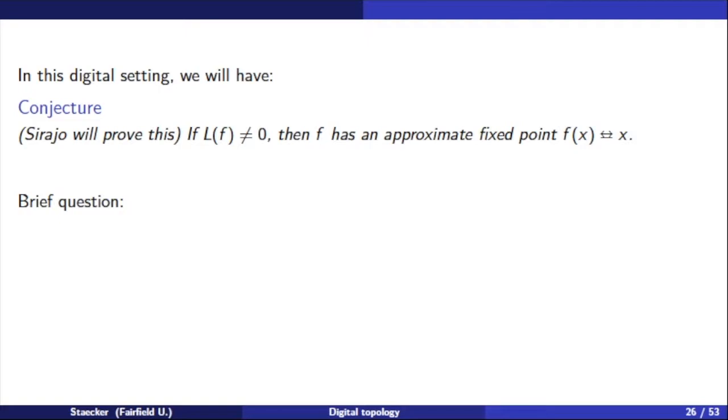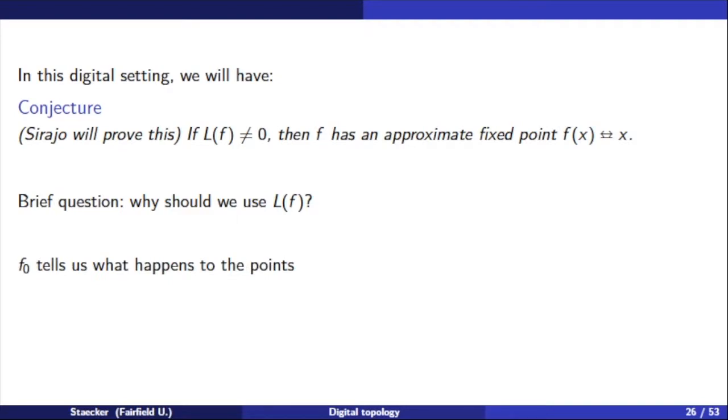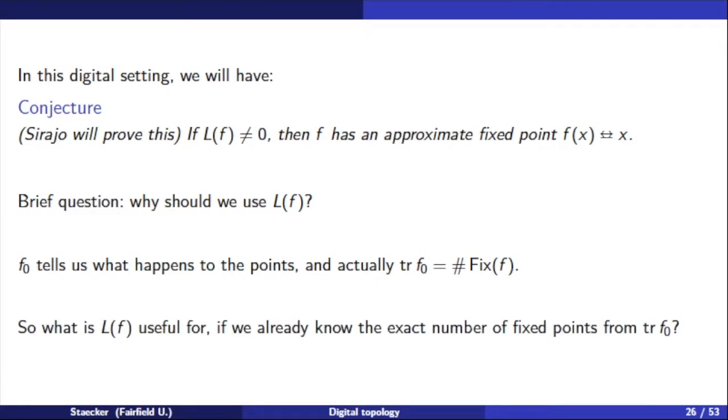A brief question about the Lefschetz number. Why should we even use the Lefschetz number? Those matrices are so easy to construct in any example. The F0, the first one, is a matrix which tells you exactly what happens to all the points. So when you do the trace of that one, it equals exactly the number of fixed points. So if you know this matrix, you already know the number of fixed points. So why do you need the Lefschetz number to tell you about fixed points if you already know about fixed points? What is the Lefschetz number useful for if we already know the exact number of fixed points from the dimension 0 trace?